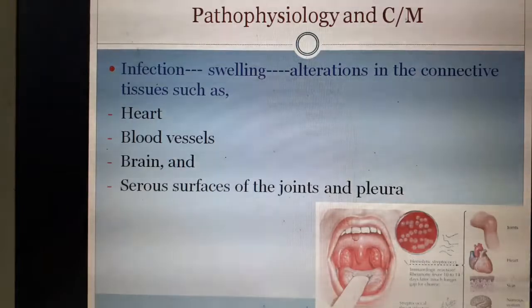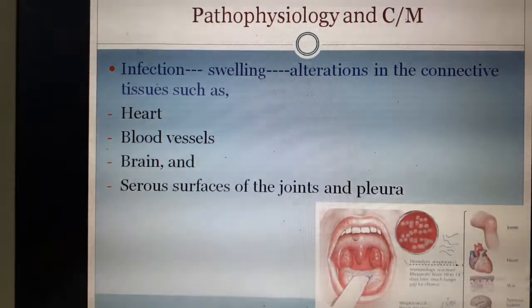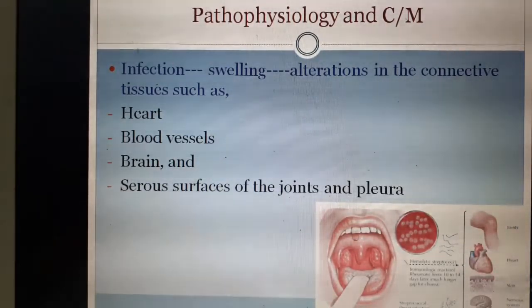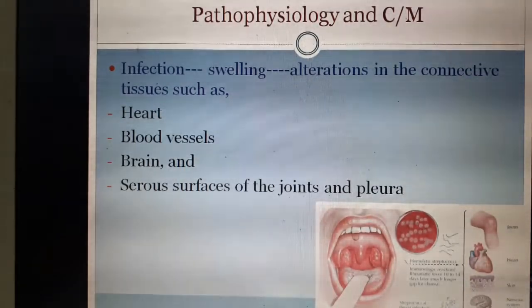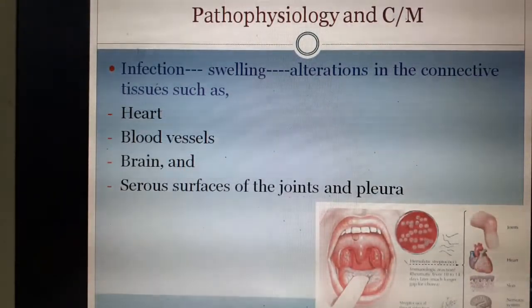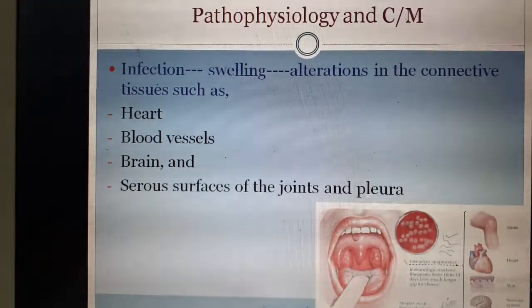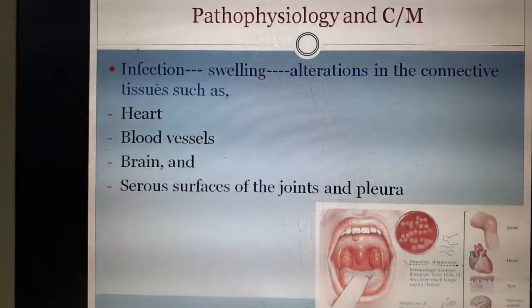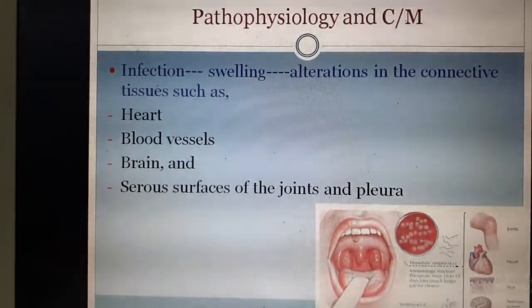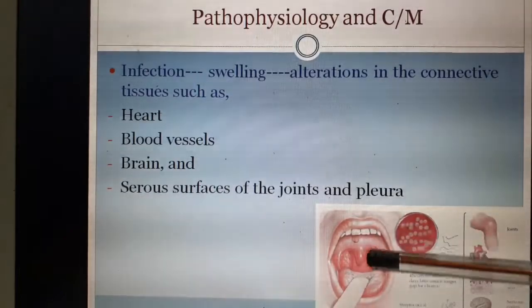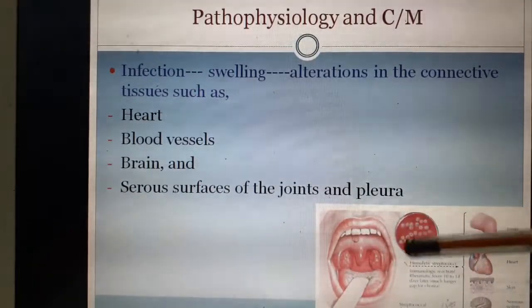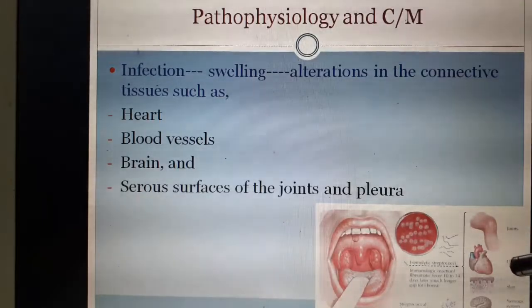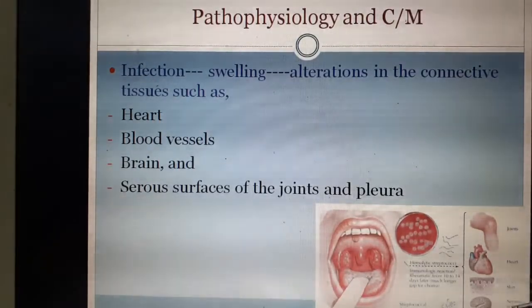The pathophysiology is that any infection caused by streptococcal infection, such as group A beta hemolytic streptococci, can lead to swelling and alteration in the connective tissues such as the heart, the brain, the blood vessels and the serous surfaces of the joints and pleura. As you can see in the picture, any infection in the throat or in the skin can cause inflammation in the joints, and it can affect the heart, the brain and the skin.